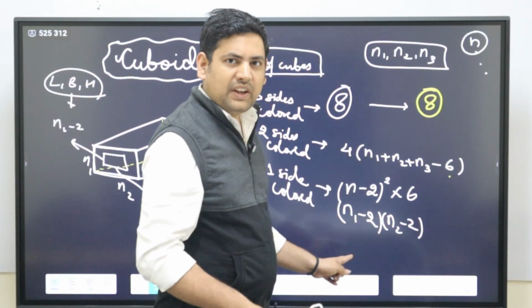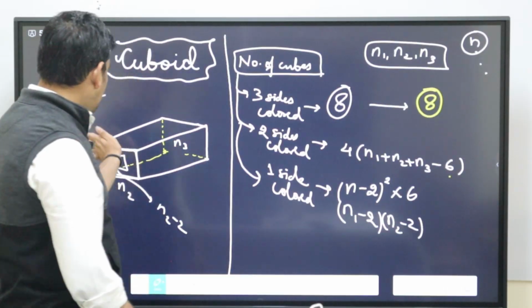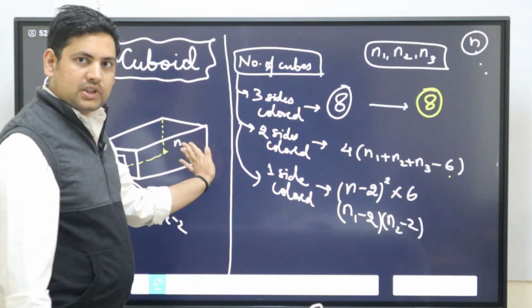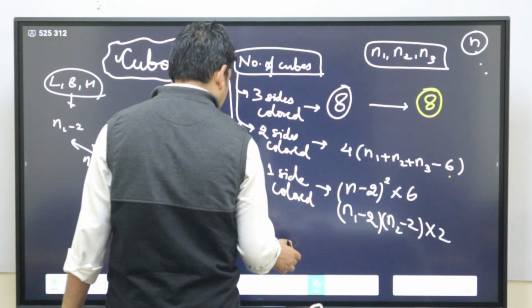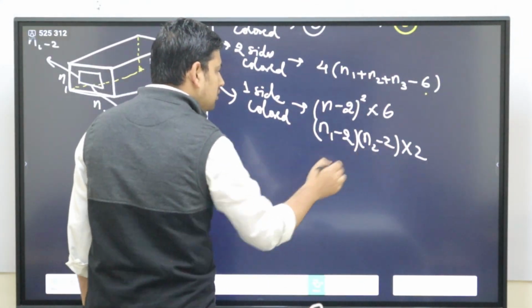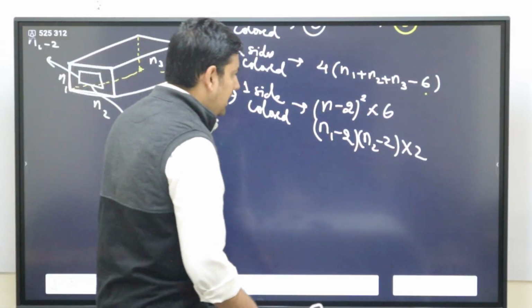Now how many faces will we have like this? So one face I have like this here and one opposite to this. So this into 2. Fine. This into 2. Now next.